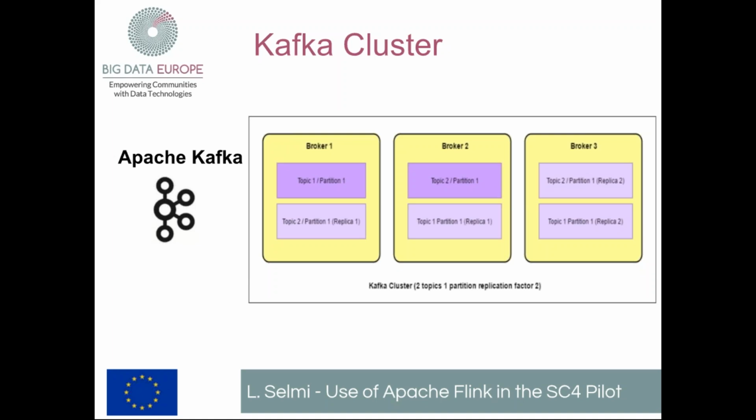Then, for example, we will have partitions of the topic. We will have 2 topics. One topic is for the near real-time data, another topic will be for the historical data. And the partition can be replicated in the brokers in order to scale the system and also have a certain level of fault tolerance.